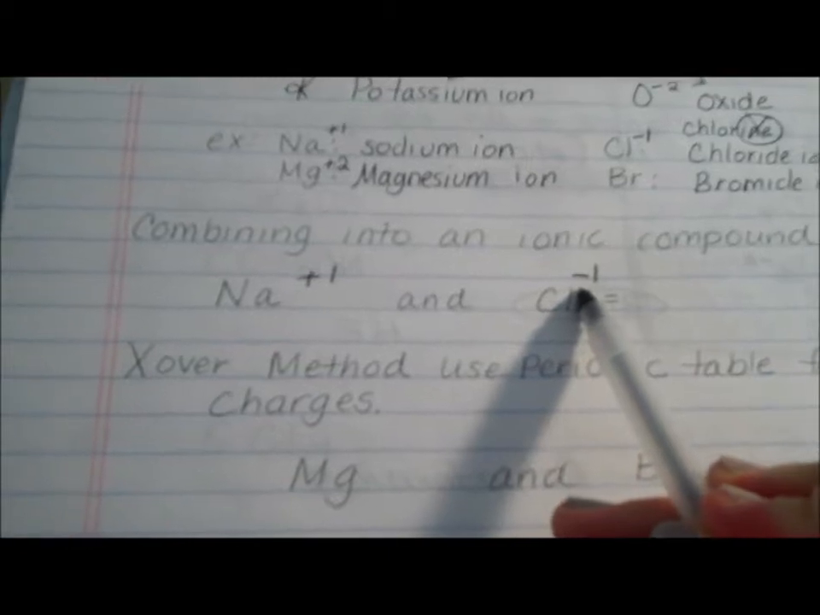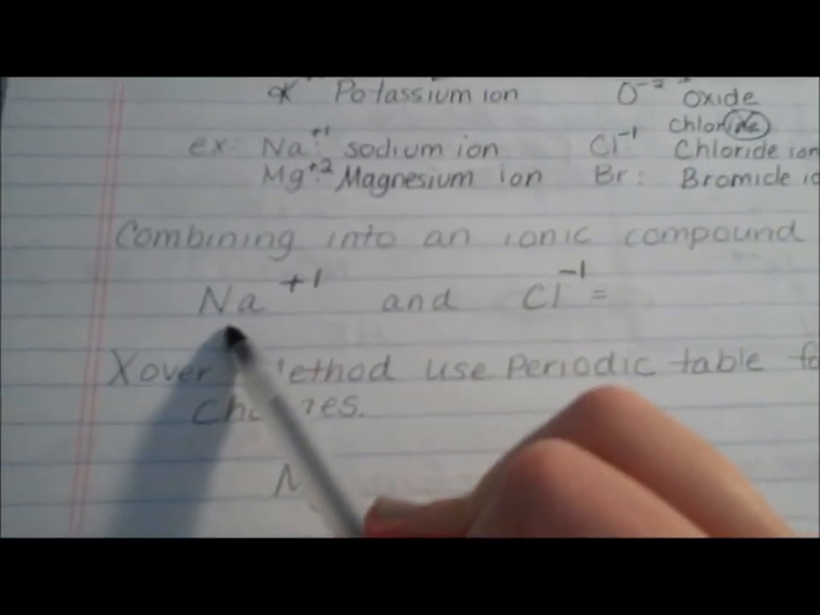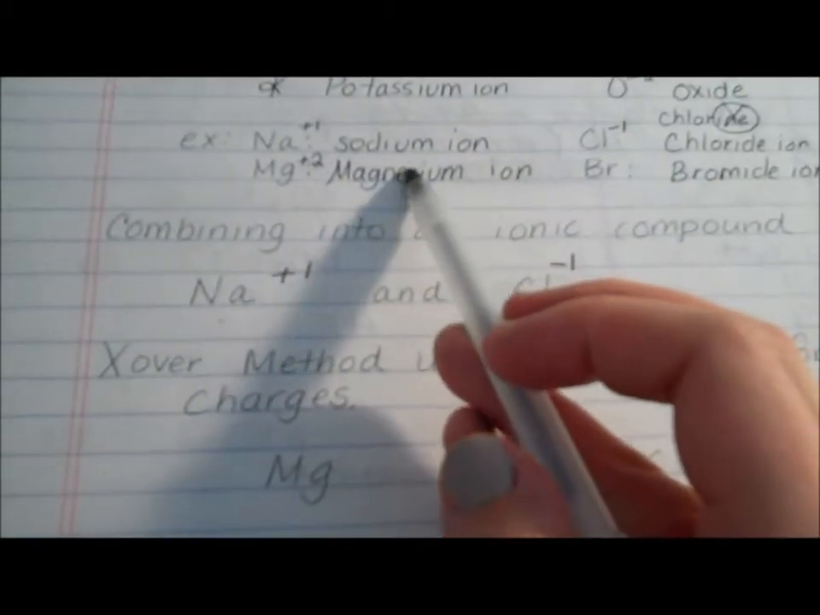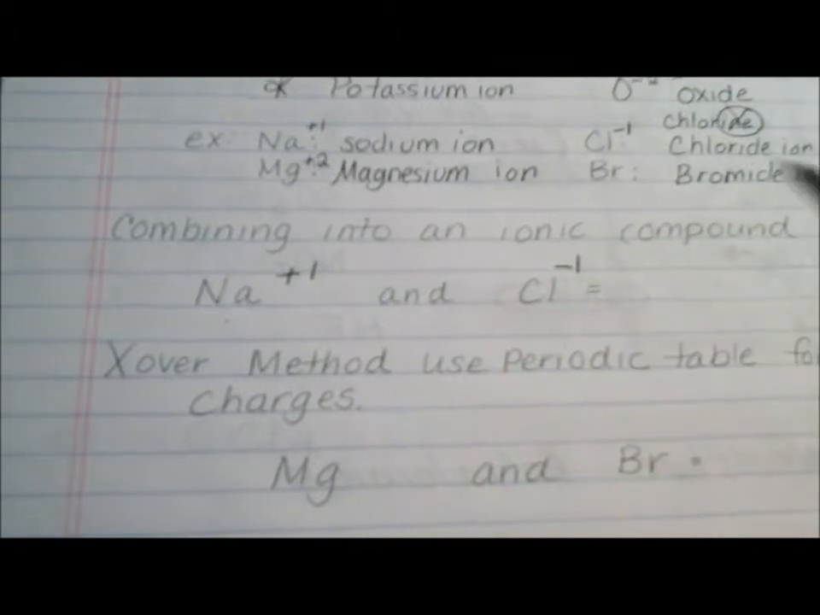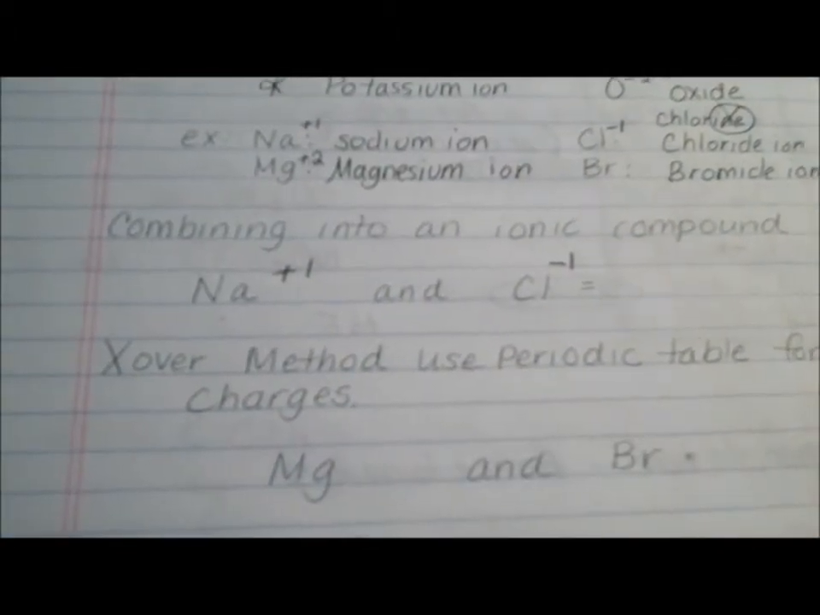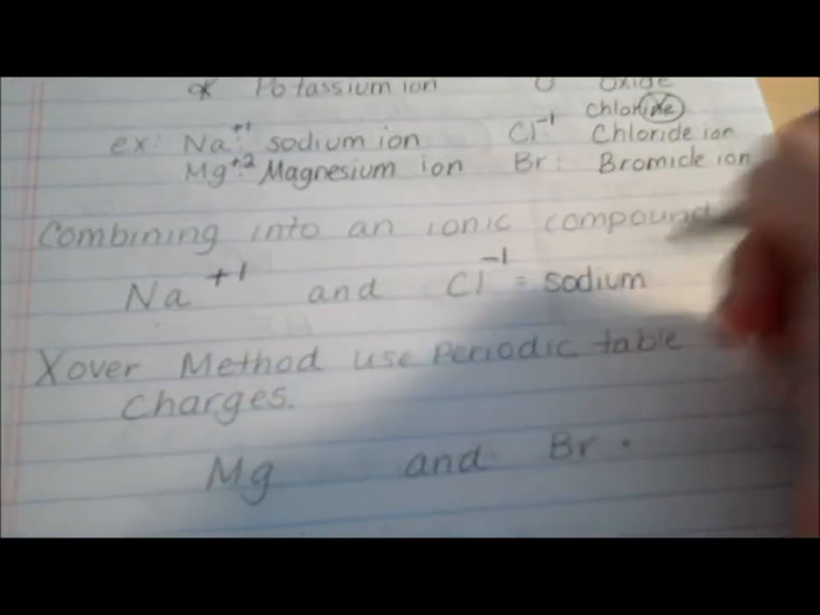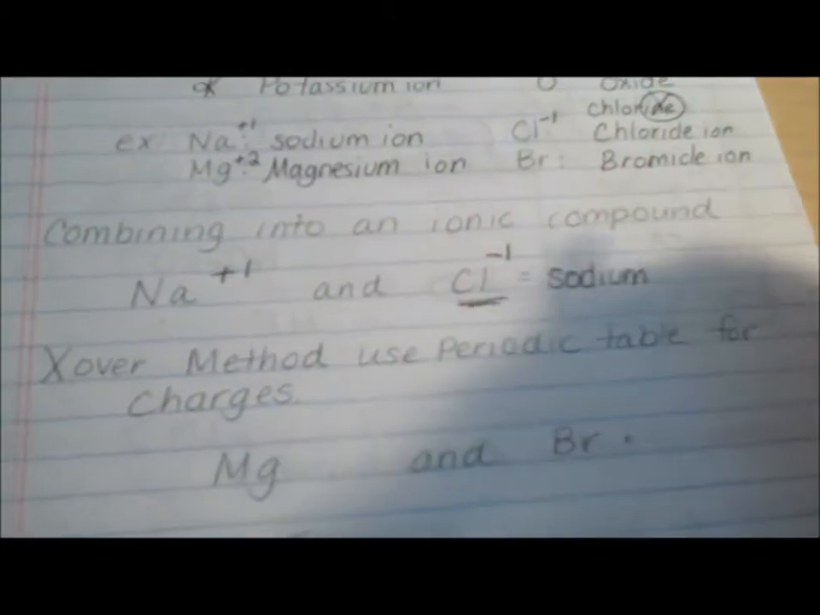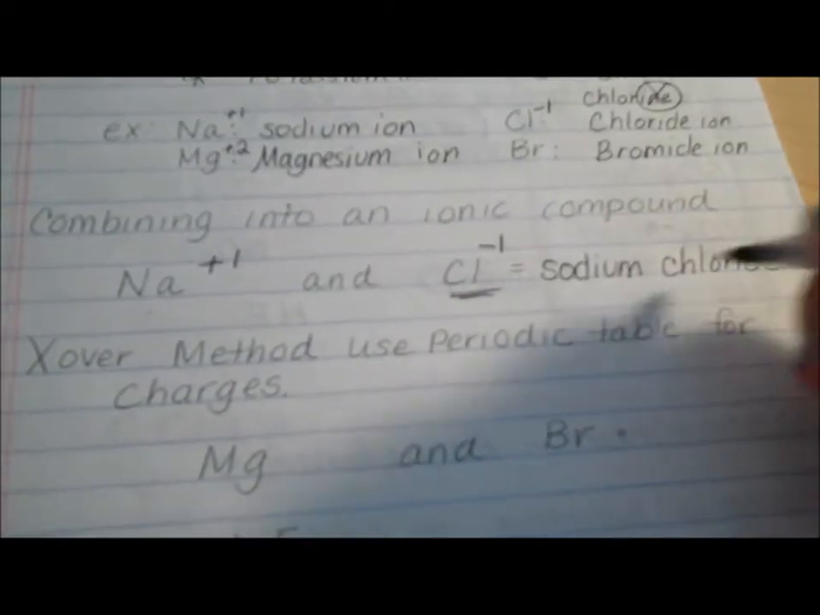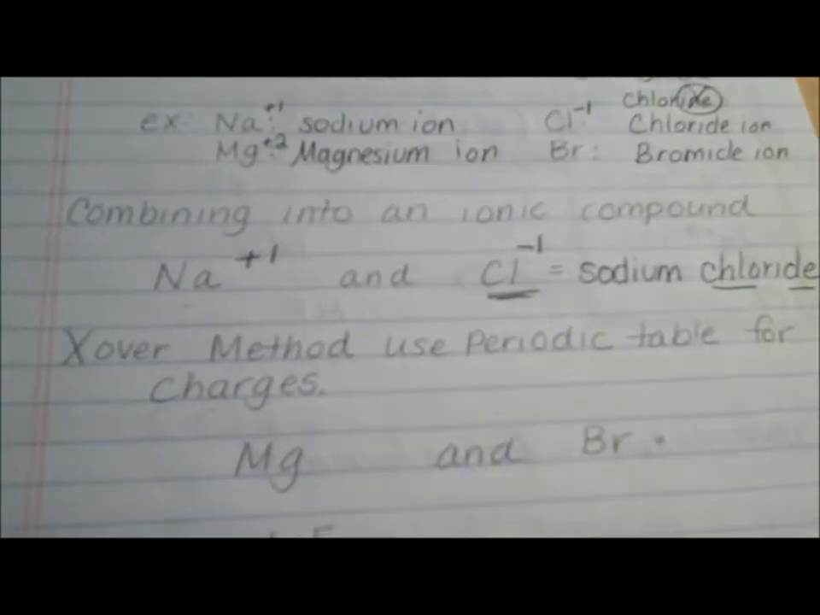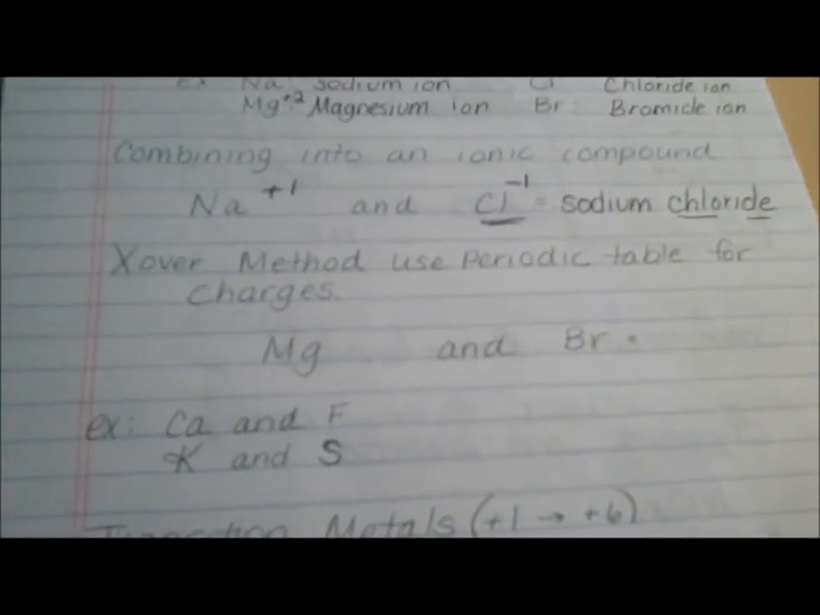Now, we're just going to name this for right now. So we have our metal. Do we do anything fancy with its name? Nope, it stays the same. We're just going to eliminate the ion because it's just not a sodium ion. So we're going to have sodium here, and then chlorine becomes our ide. So it's sodium chloride, and that is our first ionic compound with nomenclature.